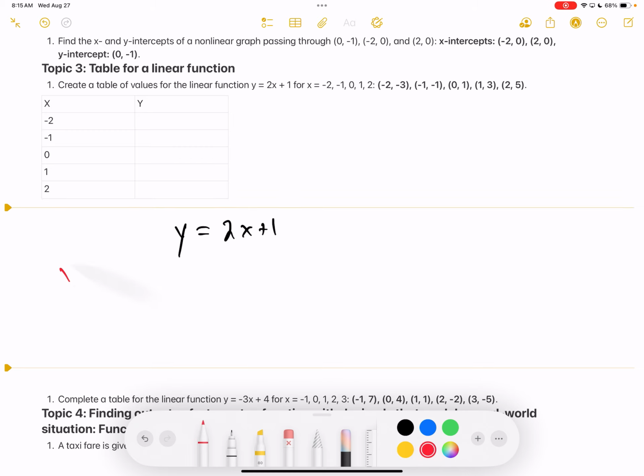So if you plug in x equals -2, you do y equals 2 times -2 plus 1. So you have -4 plus 1 is -3. So the point -2, -3 is on that line.